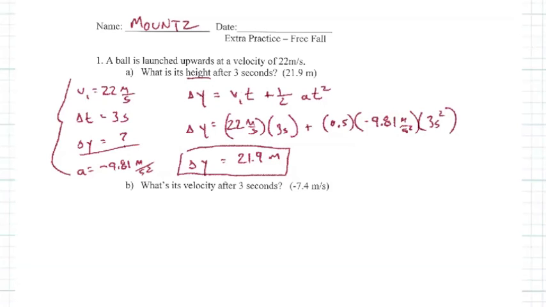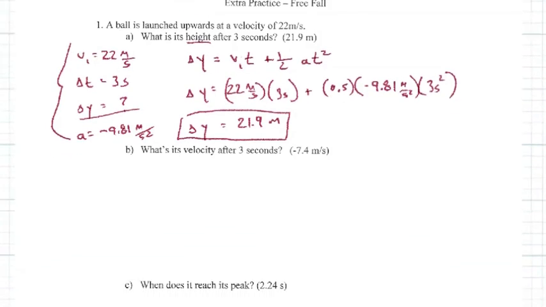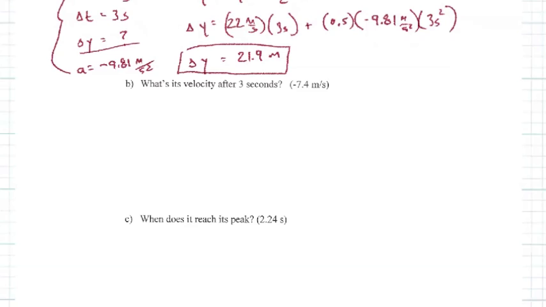So let's look at it's still number 1, part B, question B. What's the velocity after 3 seconds? Well, again, I'm going to write down my knowns. My initial velocity is 22 meters per second. The time equals 3 seconds. Acceleration is still the same, negative 9.81 meters per second squared. And the question is, what's the final velocity? That's what we don't know here.